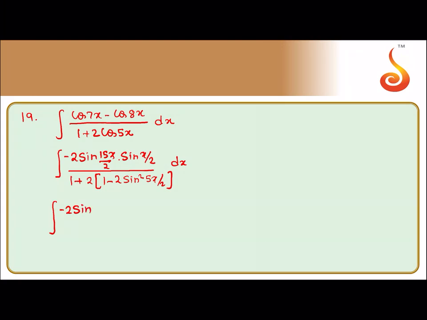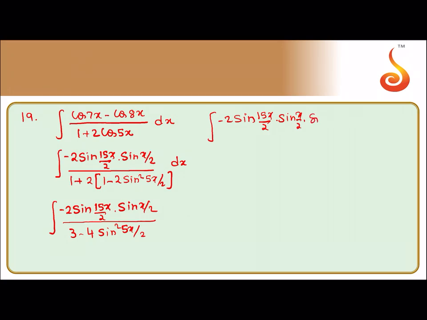This can again be written using cos c minus cos d equals minus 2 sin (c plus d) by 2 sin (c minus d) by 2. That is the formula we applied. So we get minus 2 sin 15x by 2 into sin x by 2. The denominator is 3 minus 4 sin square 5x by 2. You observe, if I multiply and divide by sin 5x by 2, you'll get the formula. So this is a trick which you have to remember.